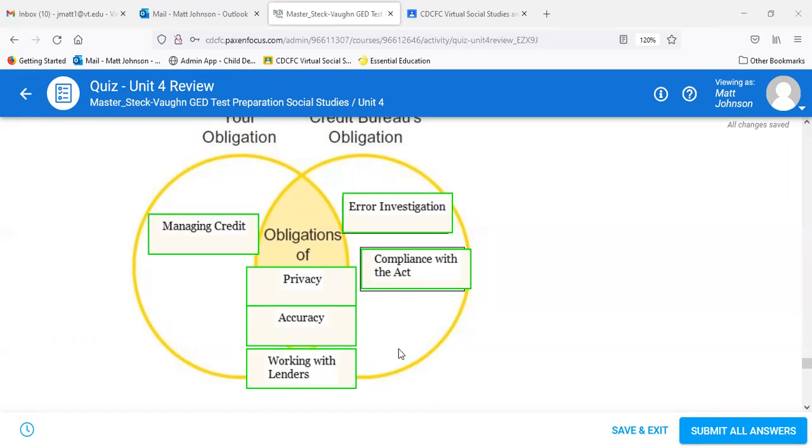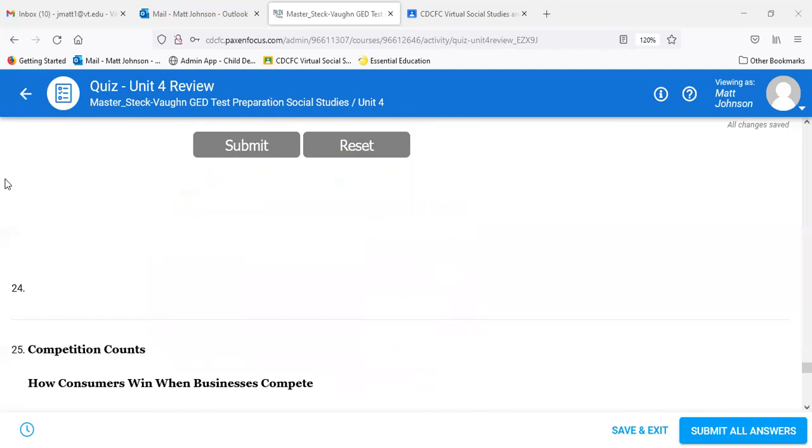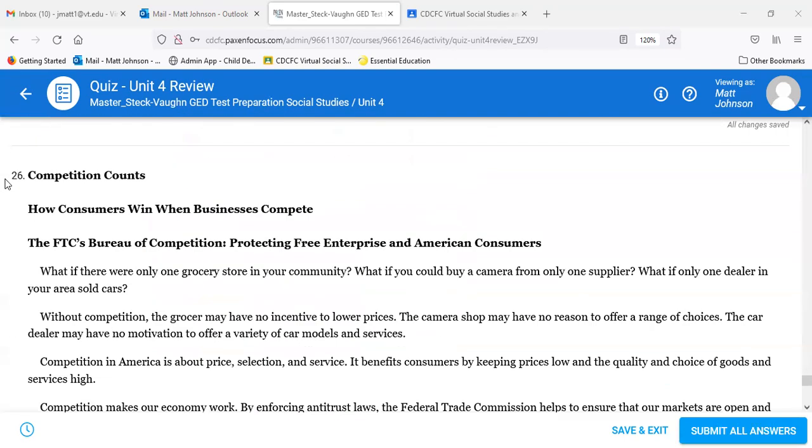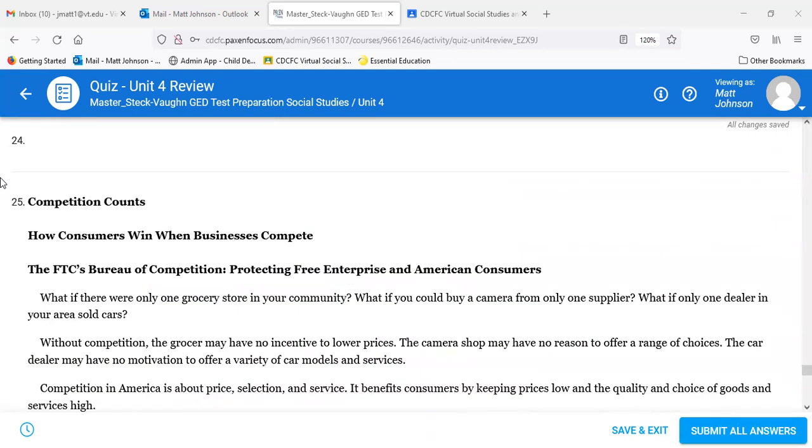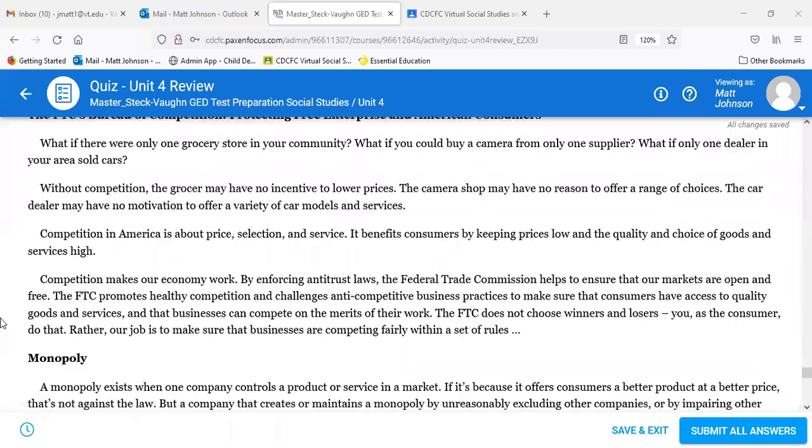Okay. All right. So final three here for our review. I'll go ahead and read here. So, how consumers win when businesses compete. Competition counts. Okay, probably see where this is going. I'm probably going to talk about some monopolies here. So the FTC's Bureau of Competition, protecting free enterprise and American consumers.